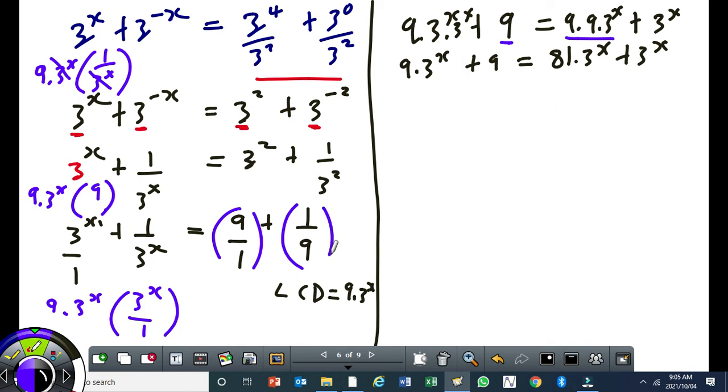So if you multiply 9 times 3 to the power of x times 1 over 9, this 9 and that 9 cancel. You'll be left with what? 3 to the power of x. Is it clear now?